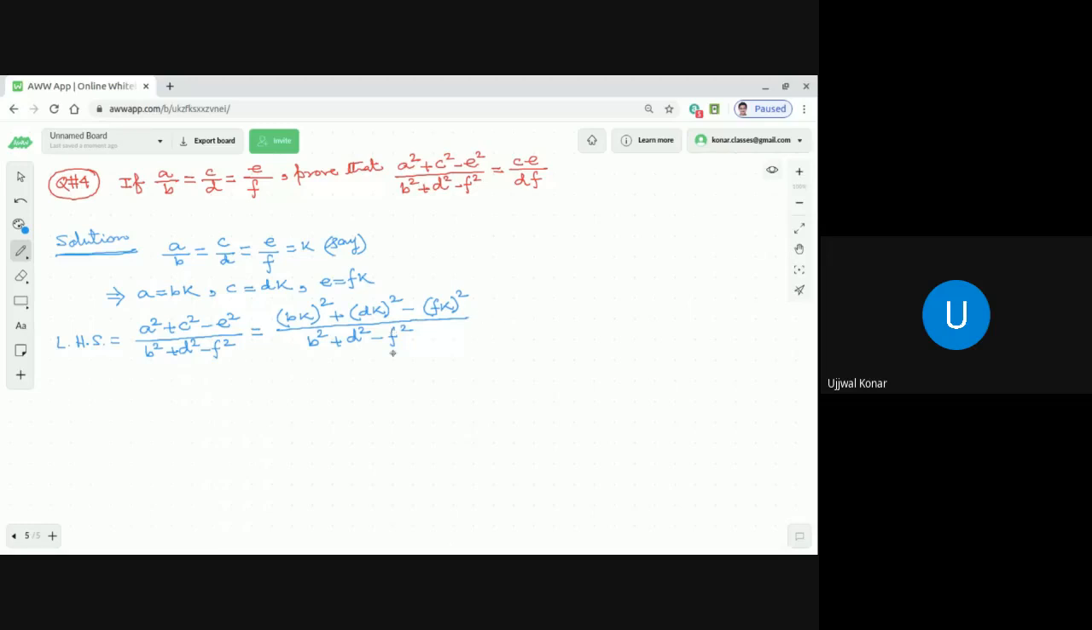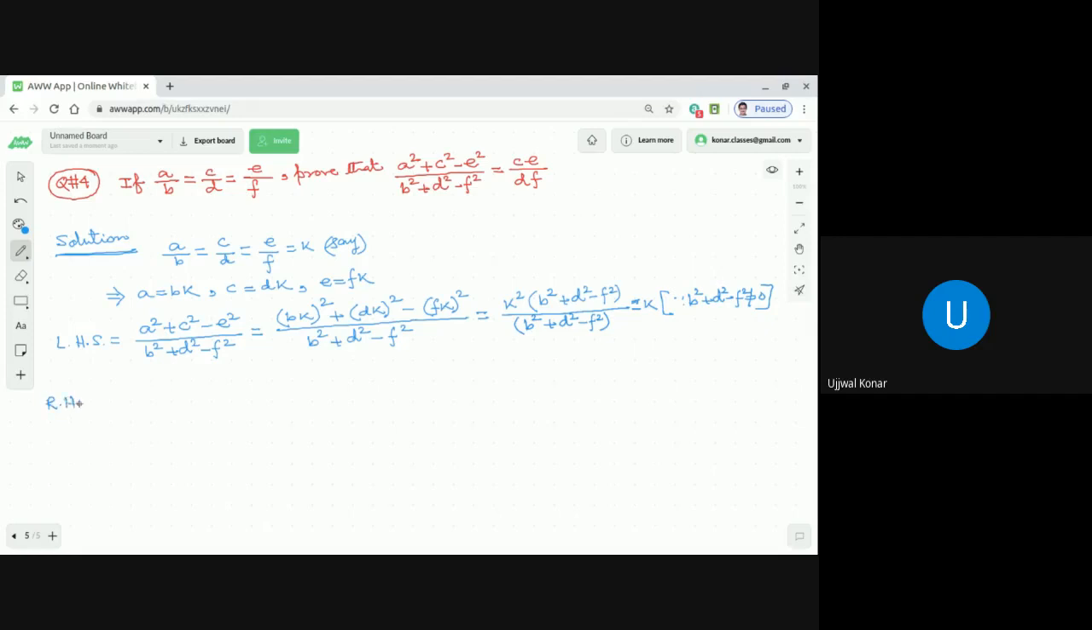Correct now? So this is equal to, we can take K square common from the numerator. We get K square into B square plus D square minus F square divided by B square plus D square minus F square, and that is equal to K square, since B square plus D square minus F square is not equal to 0. Correct, no? That is the left hand side.